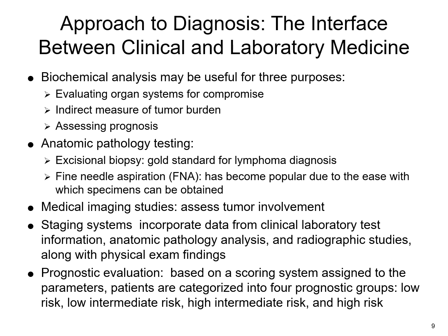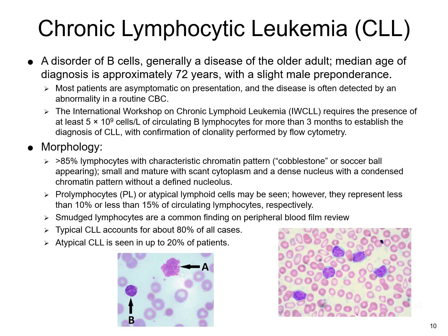So again, it's based off a scoring system that is assigned to various parameters, and then patients are categorized into one of 4 prognostic groups, which include low risk, low intermediate risk, high intermediate risk, and high risk.